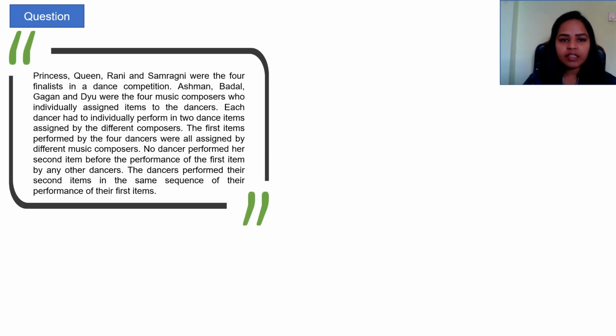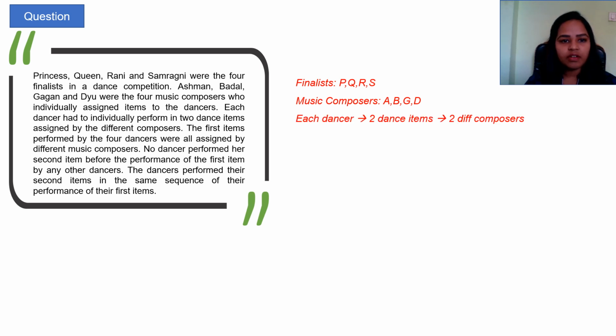So now let us read the set. P, Q, R and S were 4 finalists in a dance competition. A, B, G and D were the 4 music composers who individually assigned items to the dancers. Each dancer had to individually perform in 2 dance items assigned by different composers. The first items performed by the 4 dancers were all assigned by different music composers. No dancer performed her second item before the performance of the first item by any other dancers.